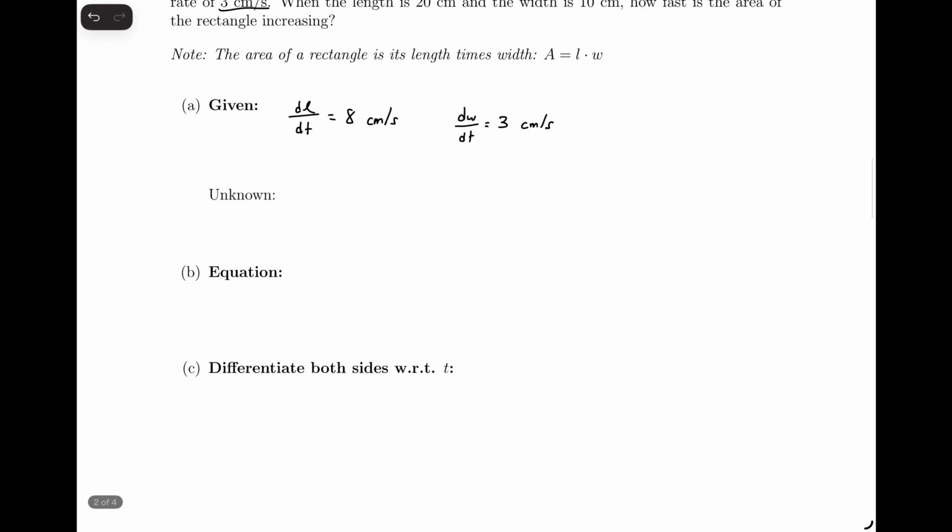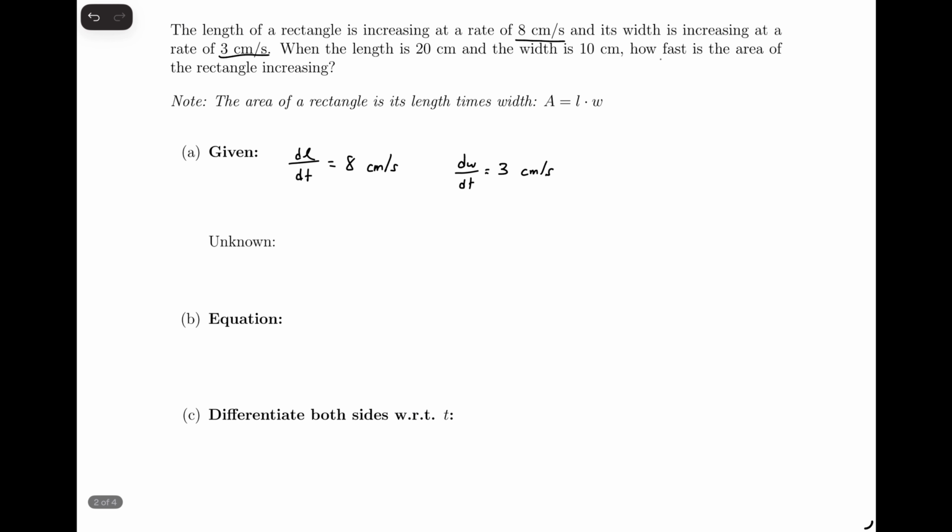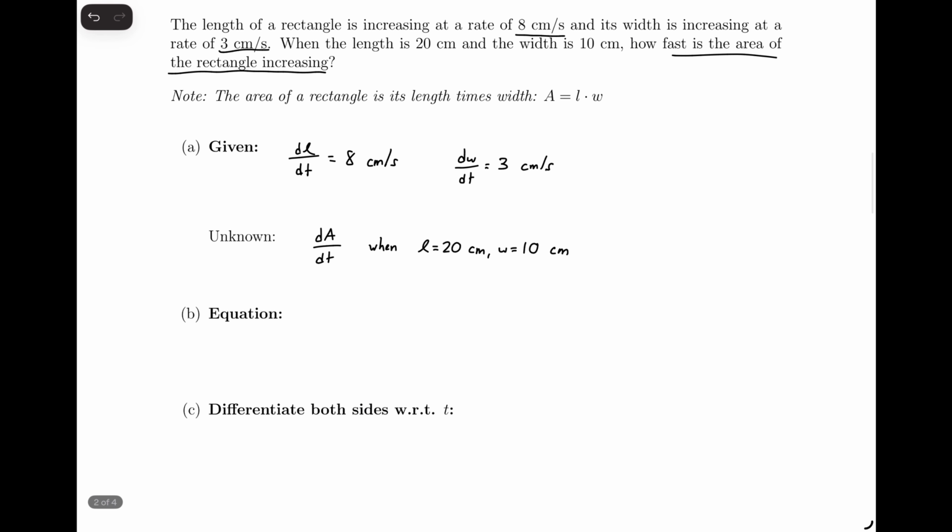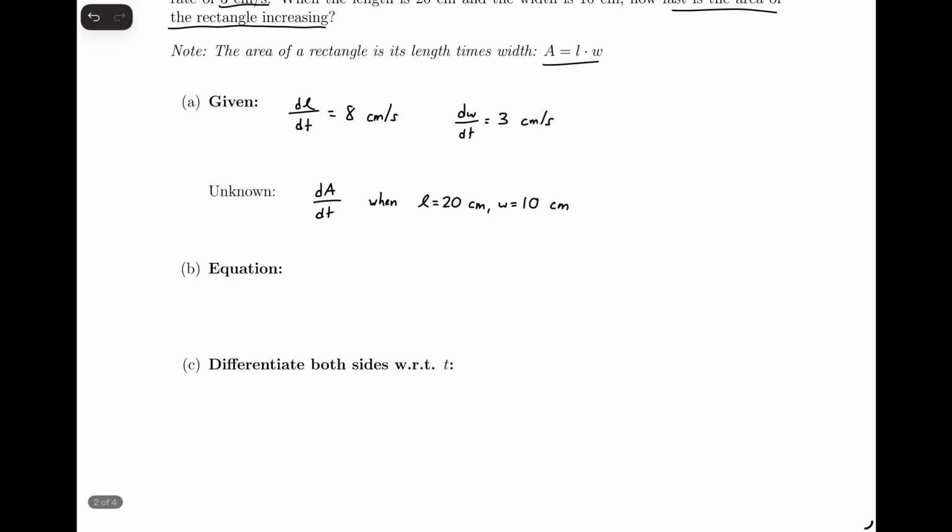For our unknown, we are looking for how fast the area of the rectangle is increasing. So that makes me think dA/dt. I'll also note this is when the length is 20 centimeters and the width is 10 centimeters. So for the equation, this is pretty easy. It's given up here. We have that A equals L times W.